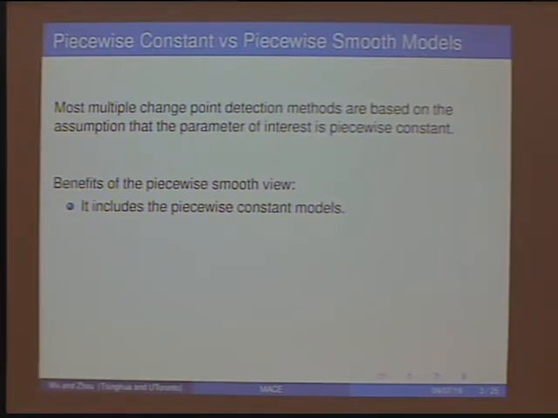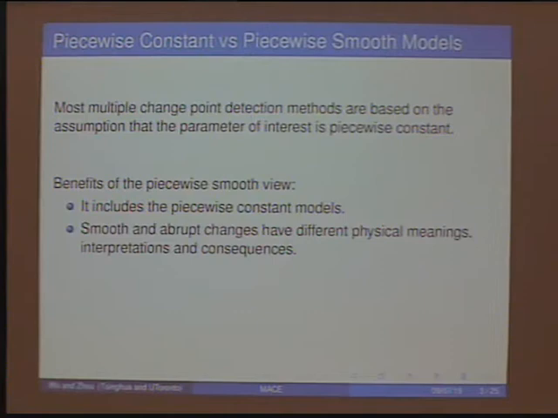Therefore, especially for complex temporal systems, I'm thinking it's better to think about piecewise smooth models instead of piecewise constant models. There are a few benefits of the piecewise smooth thinking, and I'll list a few of them. First of all, a piecewise constant function is definitely a piecewise smooth function, so the piecewise smooth class is much bigger than the piecewise constant class.